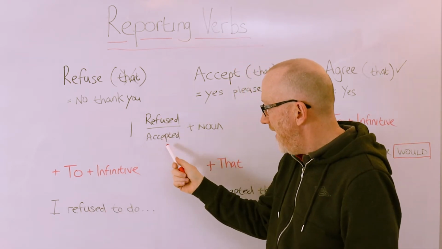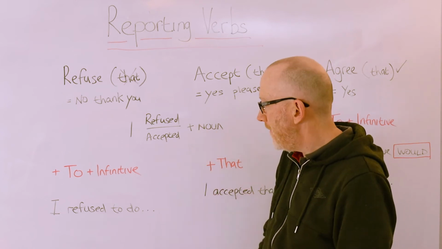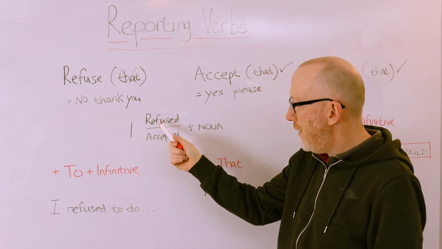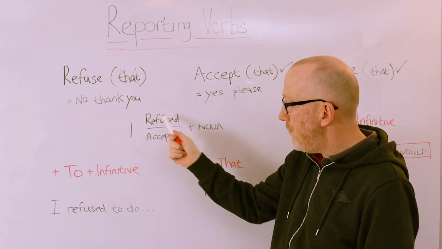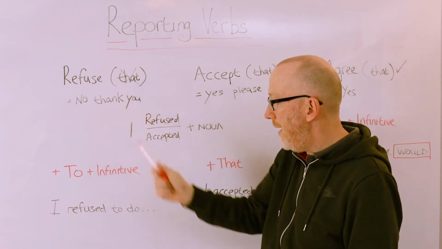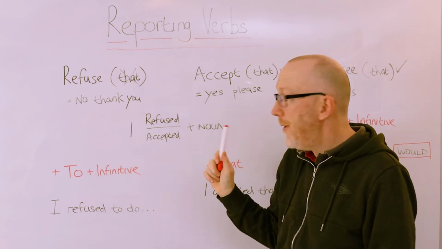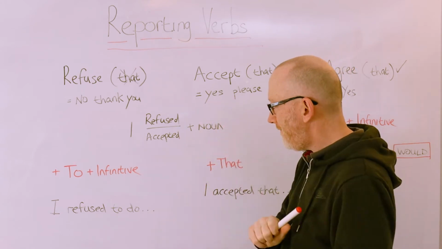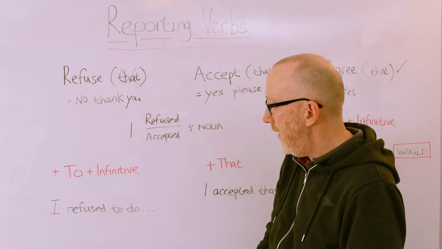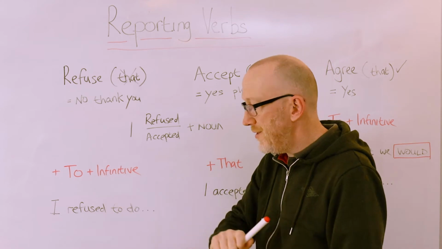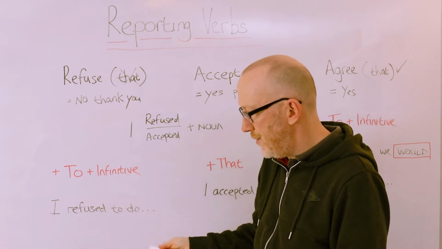Both refuse and accept do take a simple noun. So for example, I refused the job, or I accepted the job. So I refused the job, I said no thank you. I accepted the job, I said yes please. So generally refuse, you're going to find it used with a noun or in the to plus infinitive form. So I refuse to do something.